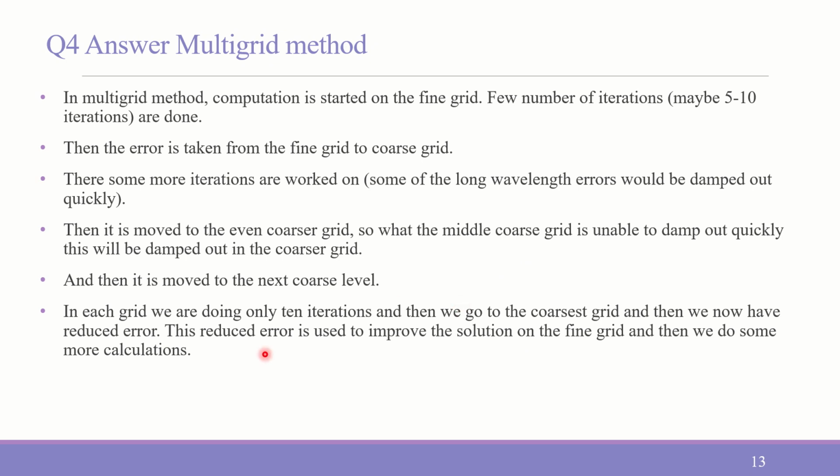In each grid we do only 10 iterations, and then we go to the next coarser grid, and by now we have reduced the error. This reduced error is used to improve the solution on the fine grid, and then we do some more calculations. So that is how we do the error reduction in the multigrid method. This is quite helpful for us when we are dealing with this. So what we are doing is solving the same equation in multiple grids, the same equation that was in the question, and we are using multiple grids for the same domain. We are using the multiple grids for the same equation. So both the statements are true statements only.